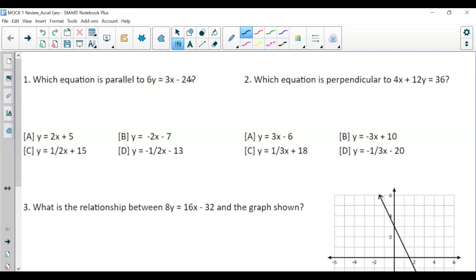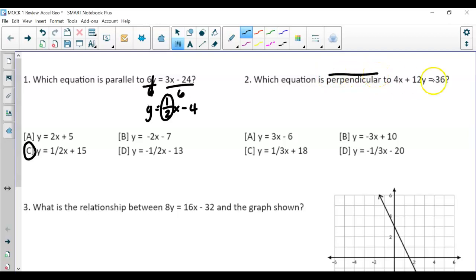Well, first off, we have to make sure to solve for y. So divide by 6, because that's what's being multiplied. And y is equal to 3 over 6, which is 1/2 x minus 4. So now looking at our slope of 1/2, that's why the answer is C, because the slopes are the same.